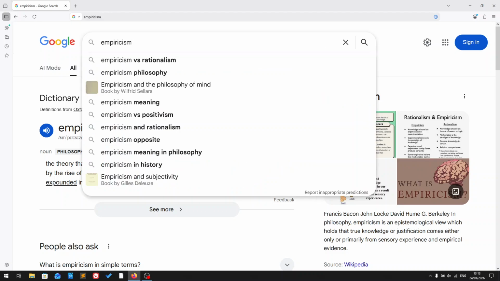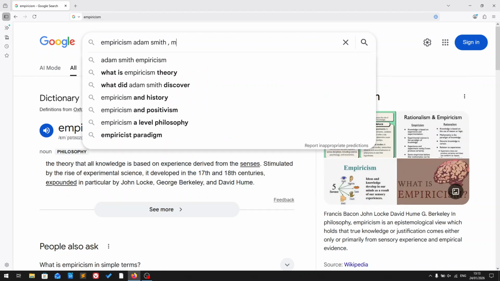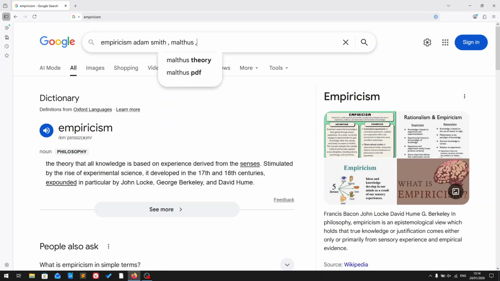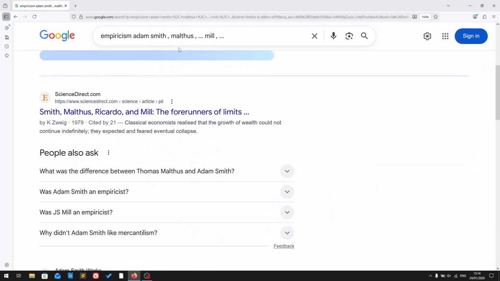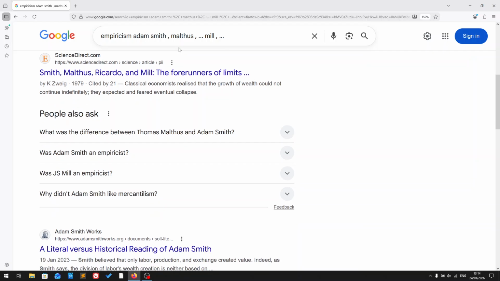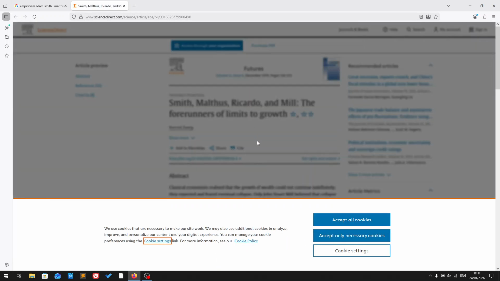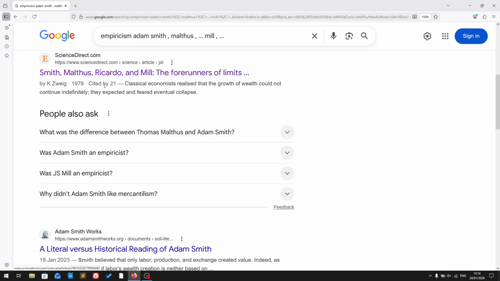Empiricism, we are talking about names like Adam Smith, and of course Mill. Forerunners of limits to growth. Okay, Ricardo, I've not come across that name before, but as you can see, these three are grouped together, so I'm in the right direction.